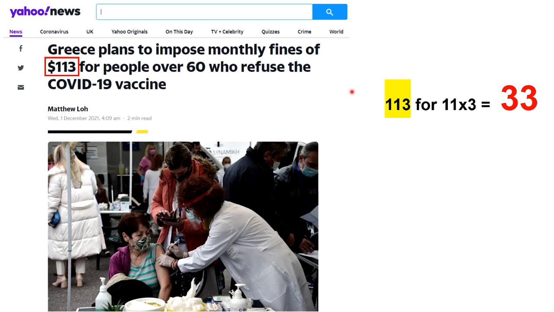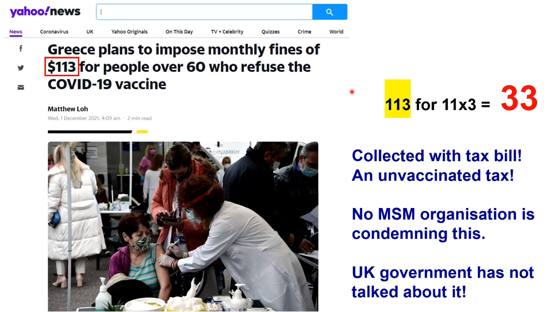This is absolutely ridiculous. But they're going to collect it with the tax bill, apparently. So this is a tax on being unvaccinated. And as I said, there's no mainstream media condemning this. They're just reporting it like it's another wonderful event in control of this horrible virus. And the UK government has not mentioned a word, which means they're probably thinking about doing exactly the same things.